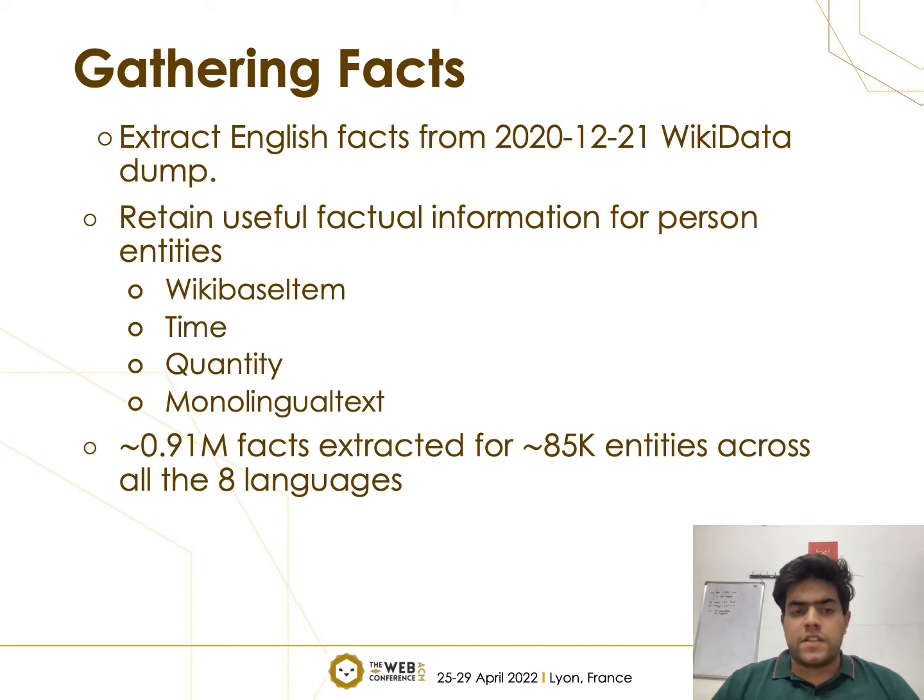Second, we start by gathering facts which would then be aligned with the previously gathered sentences. For these facts, we extract English facts from the December 2020 Wikidata dump. We retain useful factual information for the person entities, or basically for every entity that we find in our dataset from different languages. And finally, we end up extracting around 0.91 million facts for 85,000 entities across all.